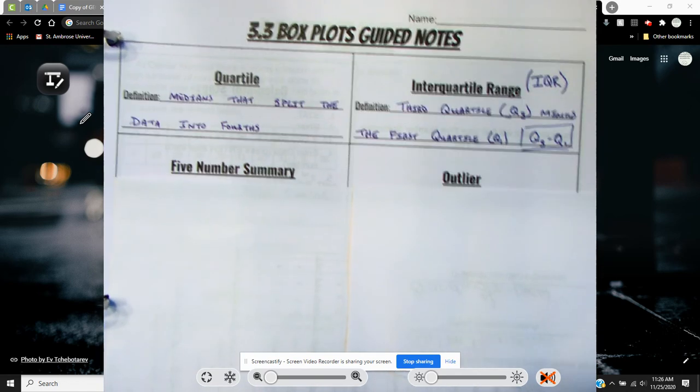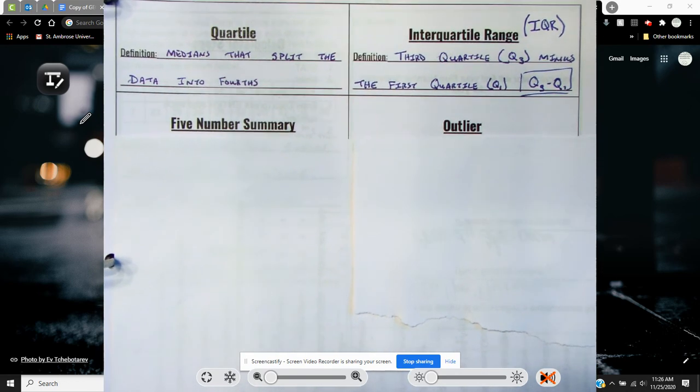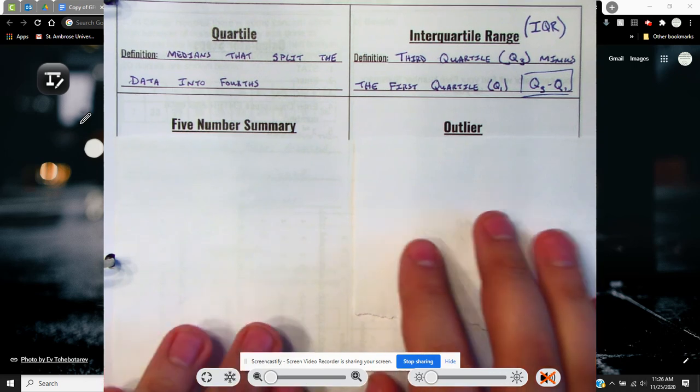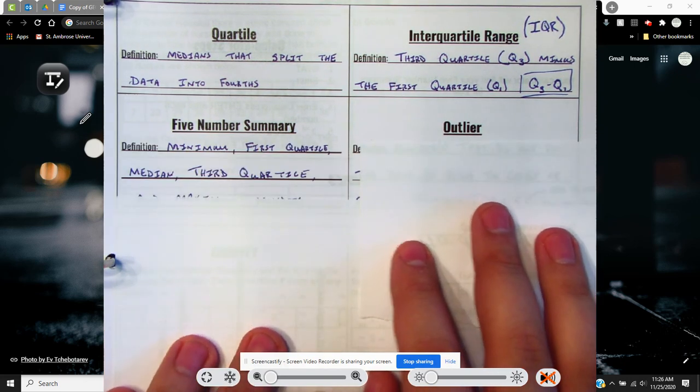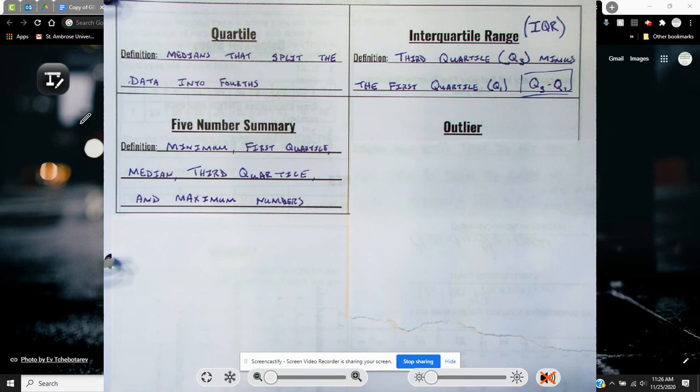And a lot of questions are going to ask you for your 5-number summary. And you'll see your calculator will actually do this and tell it to you. But your 5-number summary is your minimum, your first quartile, or Q1, your median, your third quartile, or Q3, and your maximum. All 5 of those numbers. And all 5 of these numbers you will need to create our box plot.